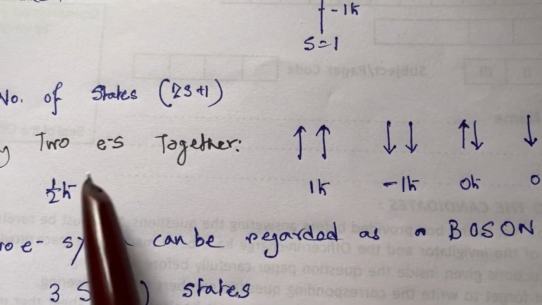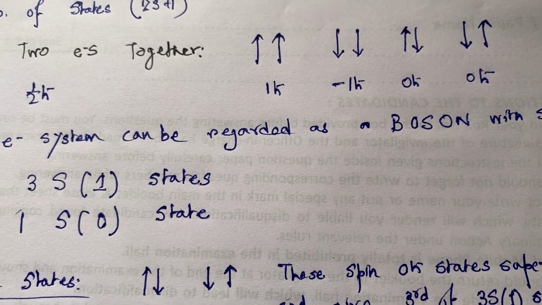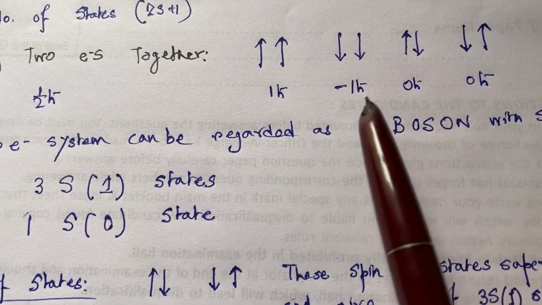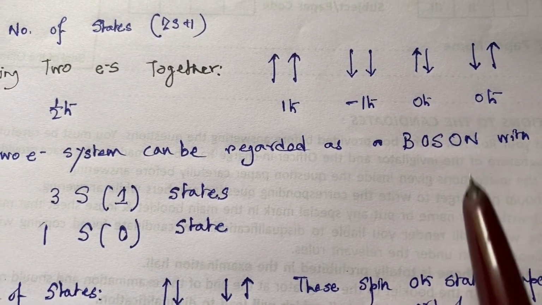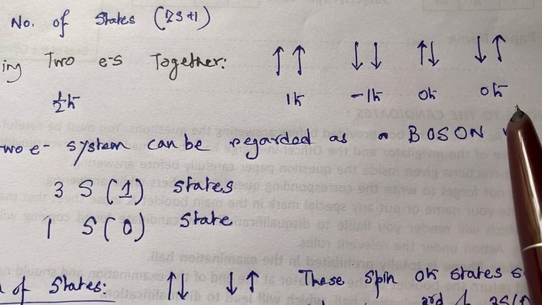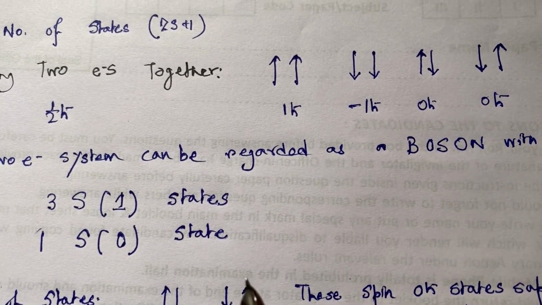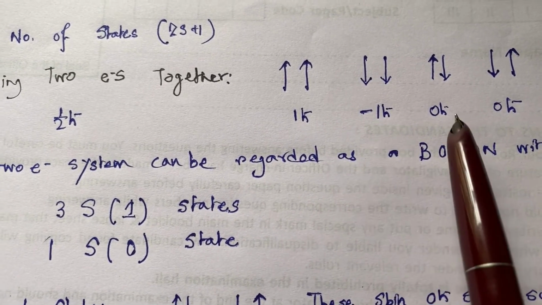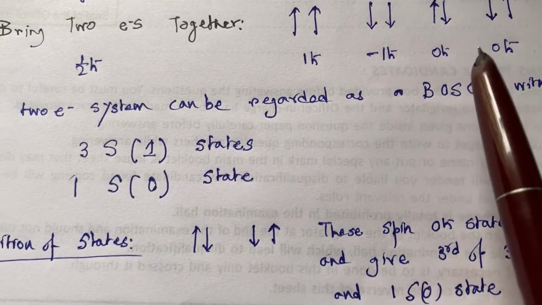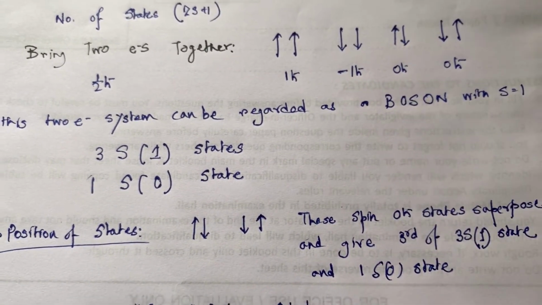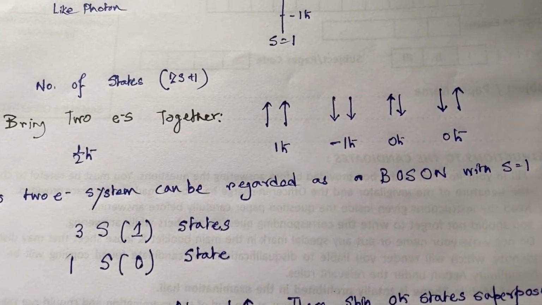So for 2 electrons which come together, they form 4 states. And these states are of value 1 h cross, minus 1 h cross, 0 h cross and 0 h cross. So from these 4 states, we have 4 possible spin values, which are plus minus 1 and 0, 2 zeros. And this we can treat as equivalent to a boson with spin equal to 1.